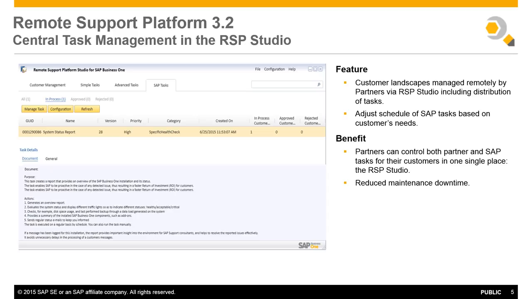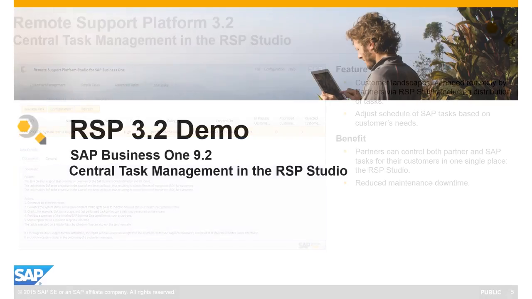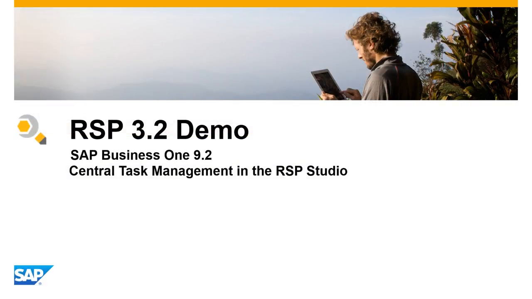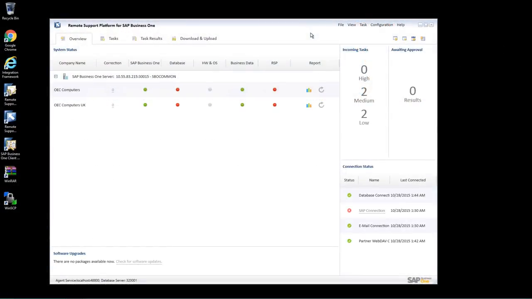So now partners can control both partner and SAP tasks for their customers in one single place, the Remote Support Platform Studio, and ultimately reduce maintenance downtime. So let's now see how you can manage SAP Remote Support Platform tasks centrally from within the RSP Studio. To enable this feature, you first need to set up the SAP channel and partner channel details correctly. To do this, you navigate to Configuration and select Channels.